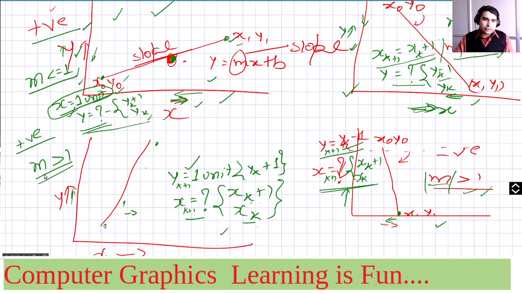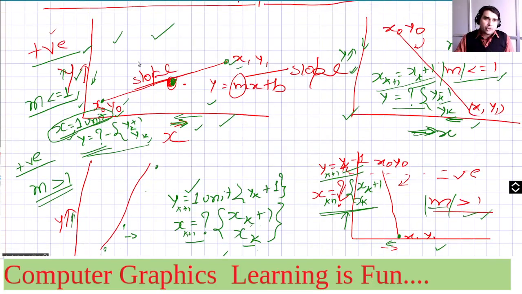Similarly, if the slope value is greater than 1, in that case we increase y and try to find the value of x. We increase y by 1 unit and try to find the value of x, whether it should remain as it is or it should increase. Okay? So this was the story of positive slope.